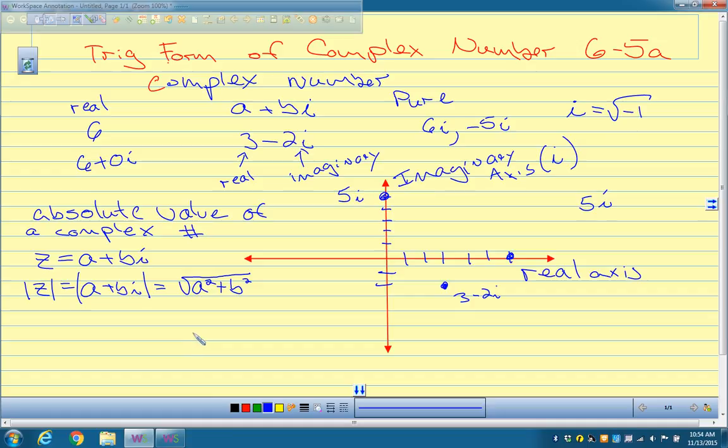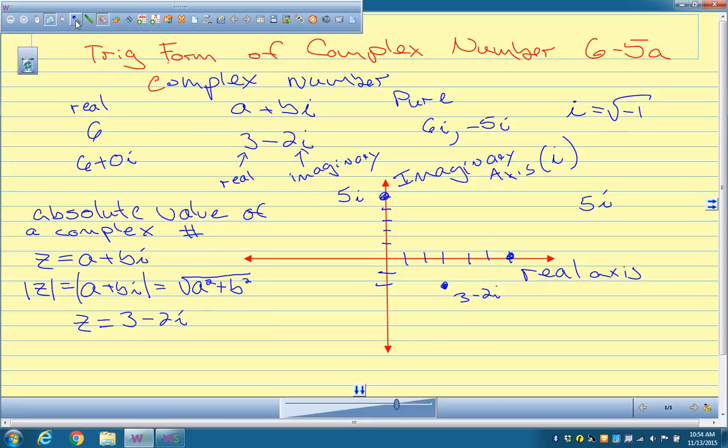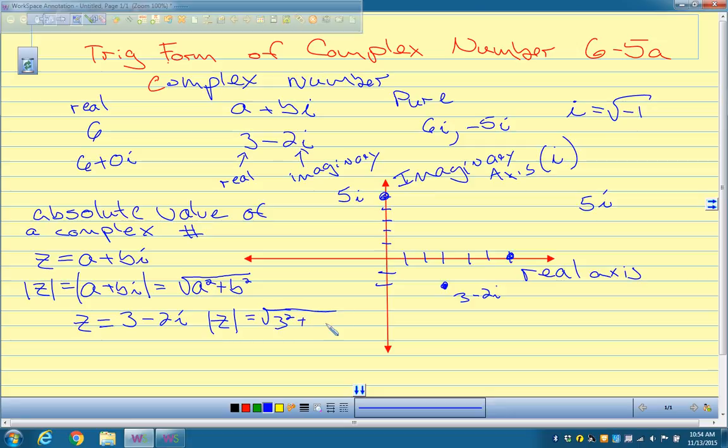Okay? And that's not bi squared, just b squared, just the coefficient of the i term. Okay? So if z equals 3 minus 2i, then the absolute value of z, whoops, I don't need 2 bars, it's just 1 bar, okay? The absolute value of z is just the square root of 3 squared plus negative 2 squared, which is equal to the square root of 13, okay? Questions about that?